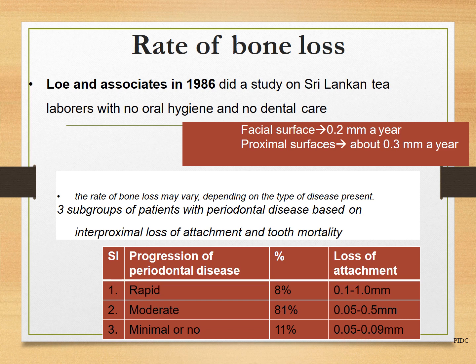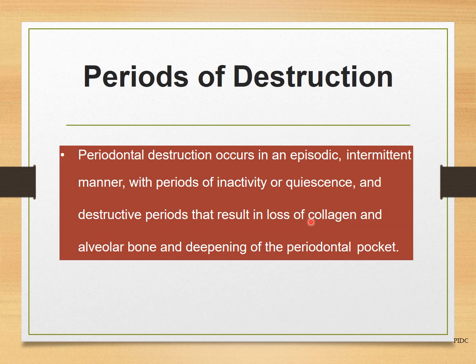mm. So that is what we are telling, that the periods of destruction in case of periodontitis occur in an episodic, intermittent manner, with periods of inactivity or quiescence and destructive periods that result in loss of collagen and alveolar bone and deepening of the periodontal pocket.